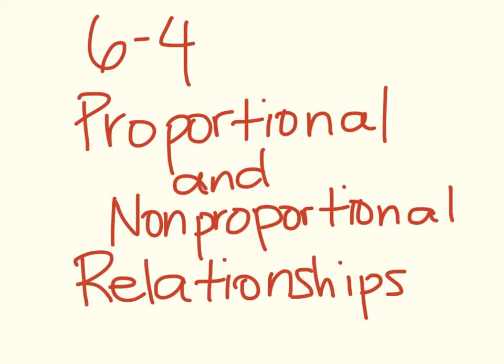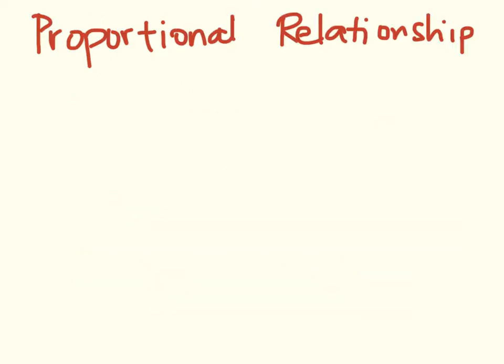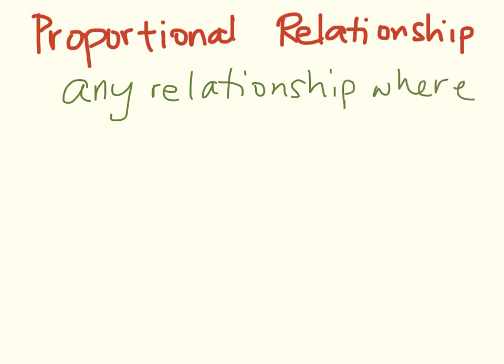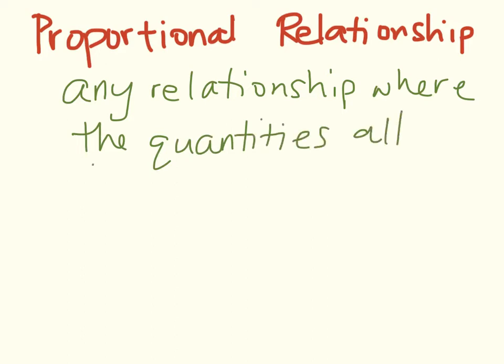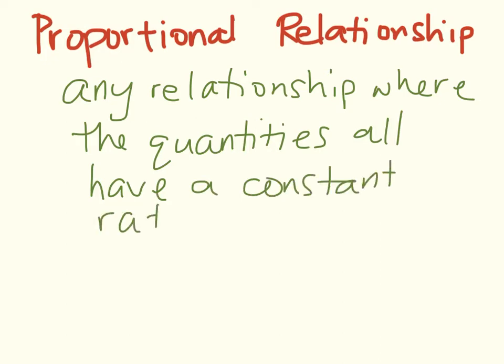6.4, proportional and non-proportional relationships. A proportional relationship is any relationship where the quantities all have a constant ratio. The most common way that we find that constant ratio is by doing y over x, because we're going to be looking at relationships where we have x and y values. So if we put the y over x, we should find that they have a constant ratio.